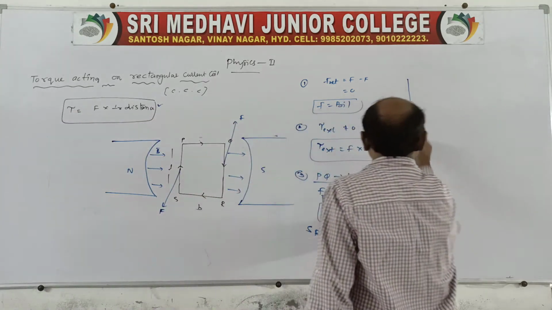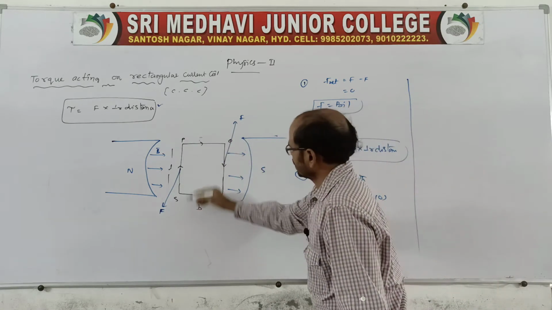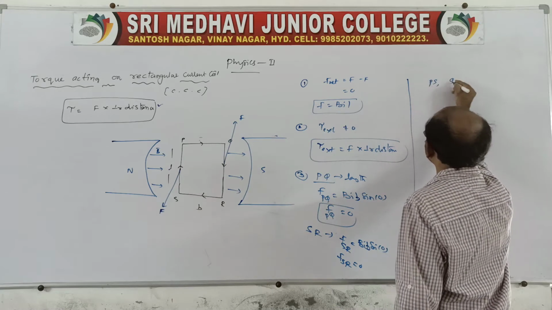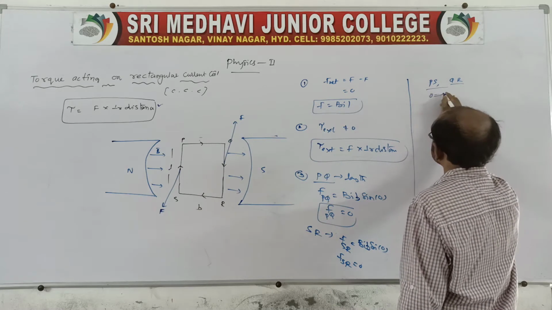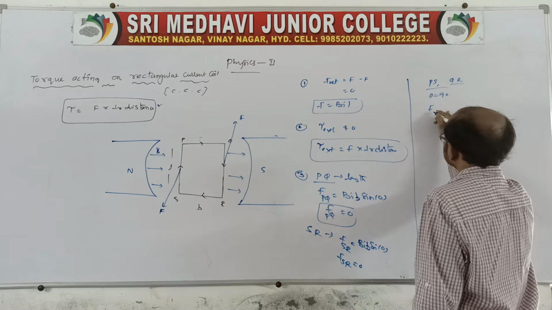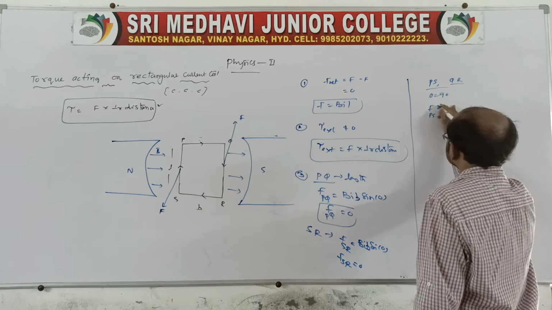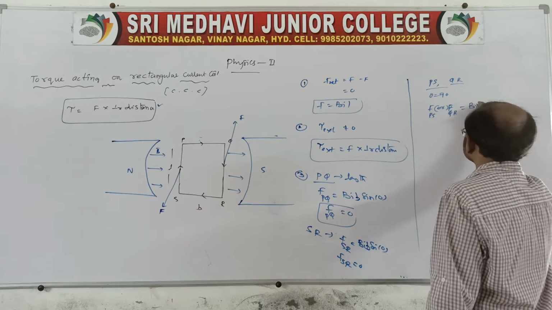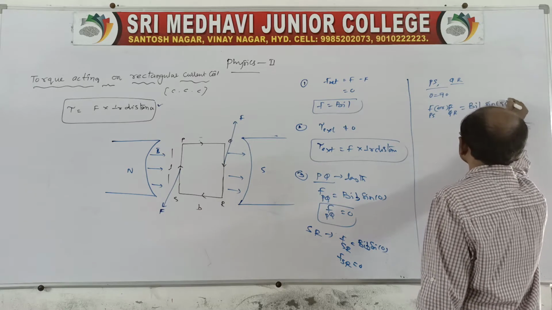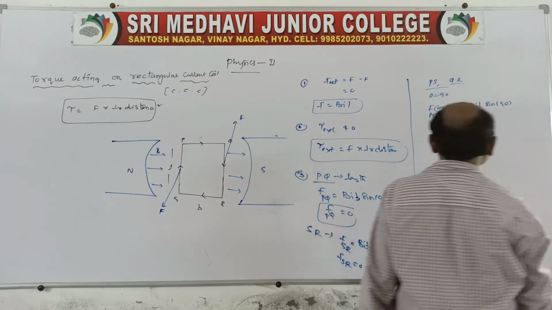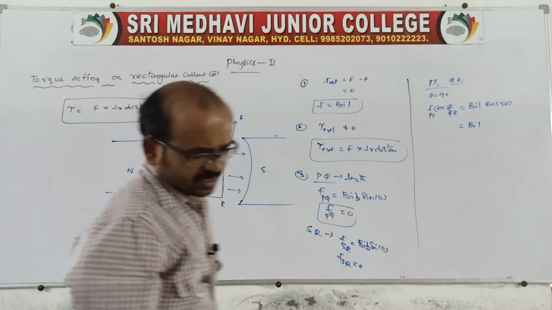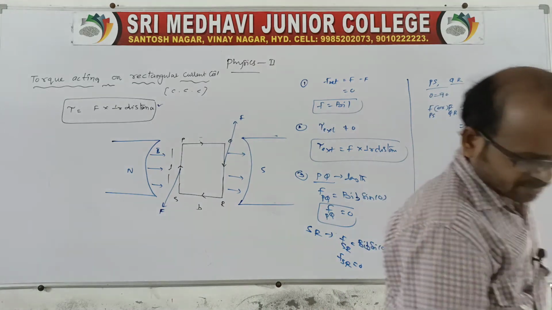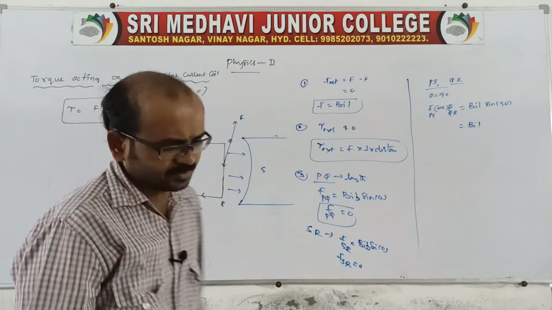And go for the next one. PQ and PS, and QR, are perpendicular, right? Perpendicular means 90 degrees. There will be a force along PS or QR, and it is BIL sin 90, which is of course the maximum. Yes, there is a force acting, and it is maximum, along the direction of PQ and RS.